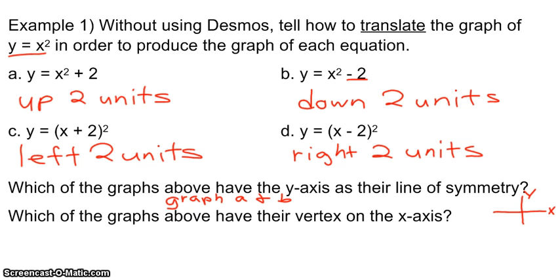Our next question is, which of the graphs above have their vertex on the x-axis? So that means they're staying along that horizontal line. When we start from our original y equals x squared, we can only move left and right. That is where you see that graphs C and D both moved left or right. So graphs C and D were the only ones that have their vertex on the x-axis.